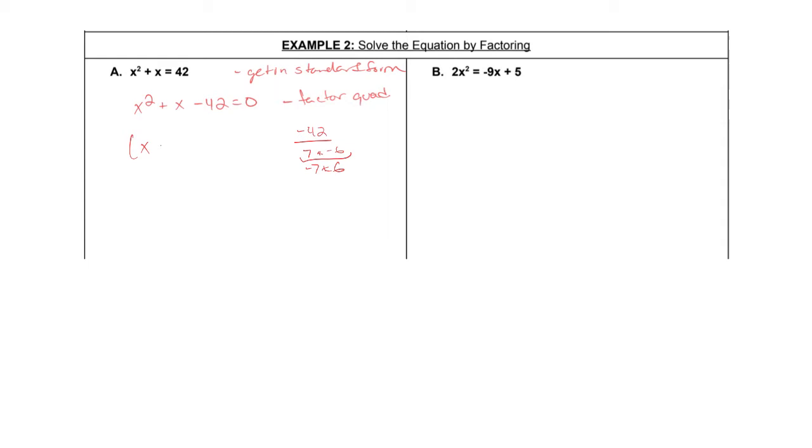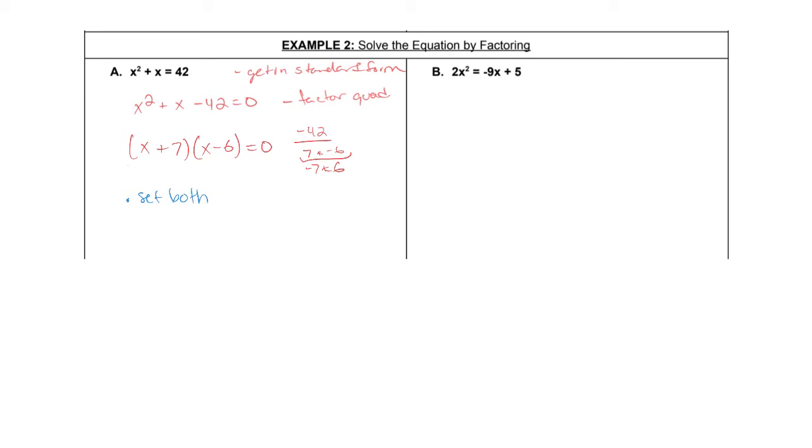So x plus 7 times x minus 6 equals 0. And if you really want to check it, you get x squared, and then negative 6x and positive 7x, which becomes positive 1x. And then negative 6 times positive 7 is negative 42. So we factored correctly.